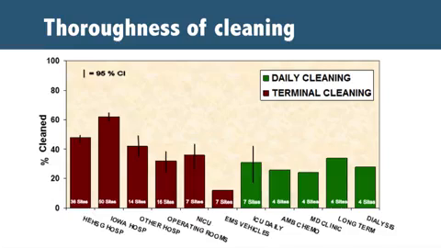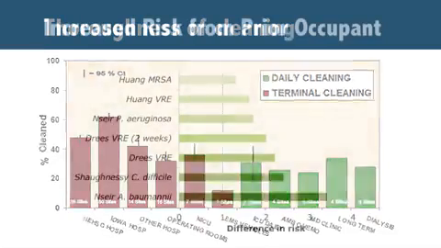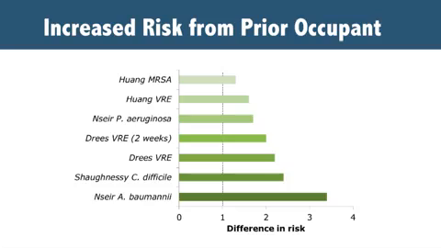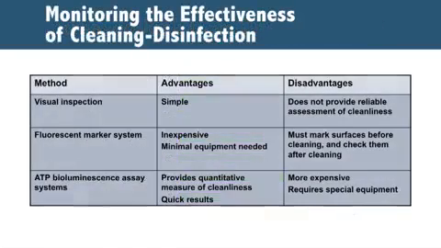Failure to thoroughly disinfect a room allows for a reservoir of pathogens to accumulate and be transmitted to other residents and future room occupants. A resident moving into a room that has not been thoroughly disinfected has 20 to 200% increased risk of acquiring a pathogen from the prior room occupant compared to a resident moving into a thoroughly disinfected room. The Environmental Services Department is responsible for monitoring the effectiveness of cleaning disinfection.